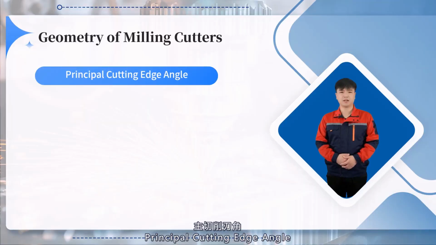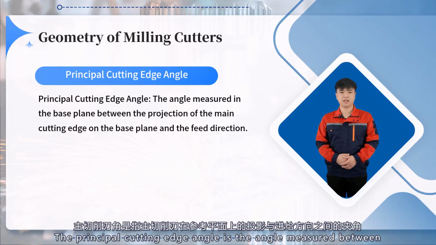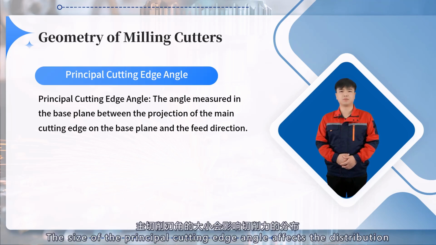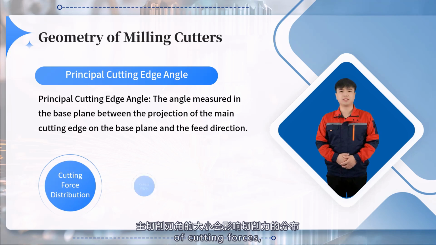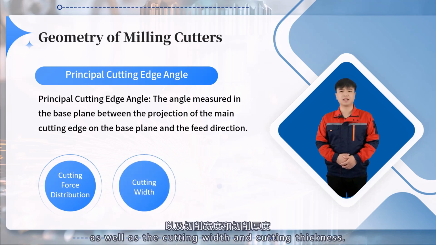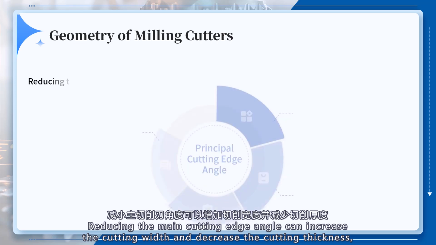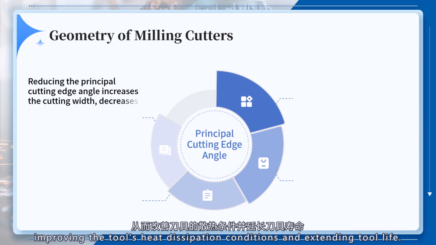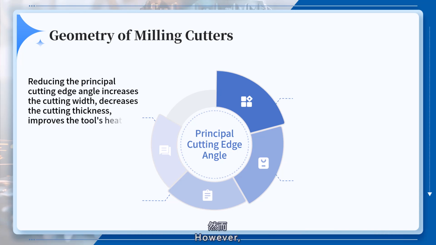Principal cutting edge angle. The principal cutting edge angle is the angle measured between the projection of the main cutting edge on the reference plane and the feed direction. The size of the principal cutting edge angle affects the distribution of cutting forces, as well as the cutting width and cutting thickness. Reducing the main cutting edge angle can increase the cutting width and decrease the cutting thickness, improving the tool's heat dissipation conditions and extending tool life.